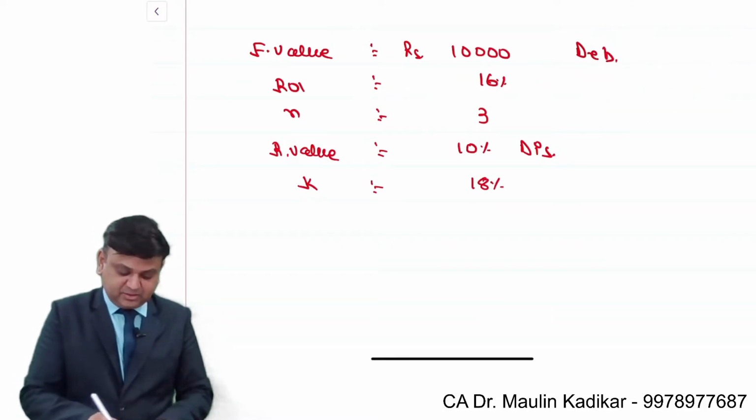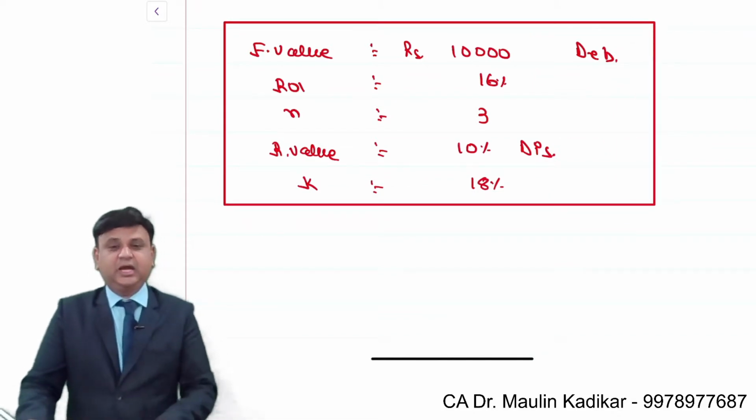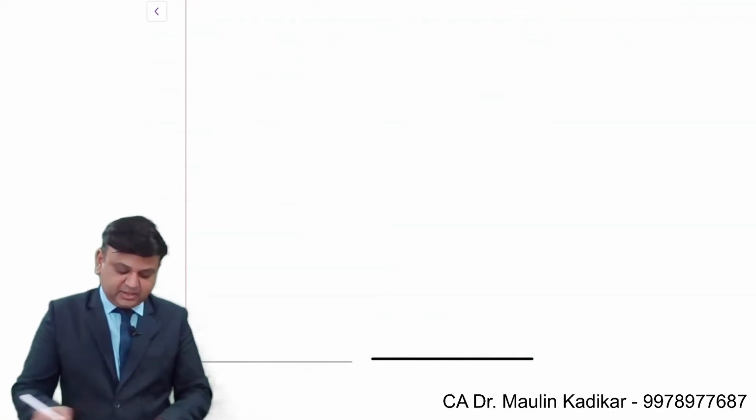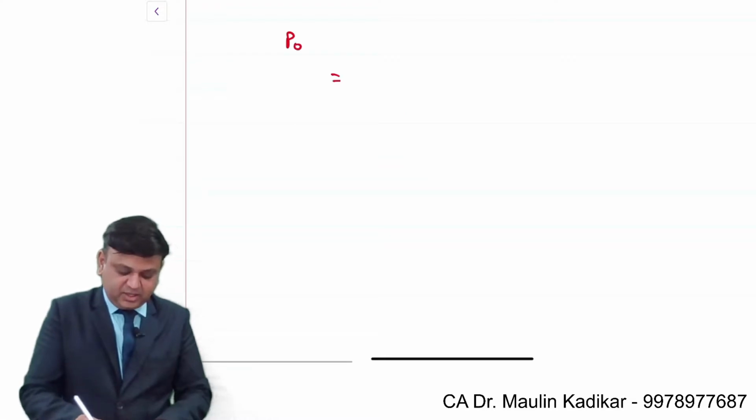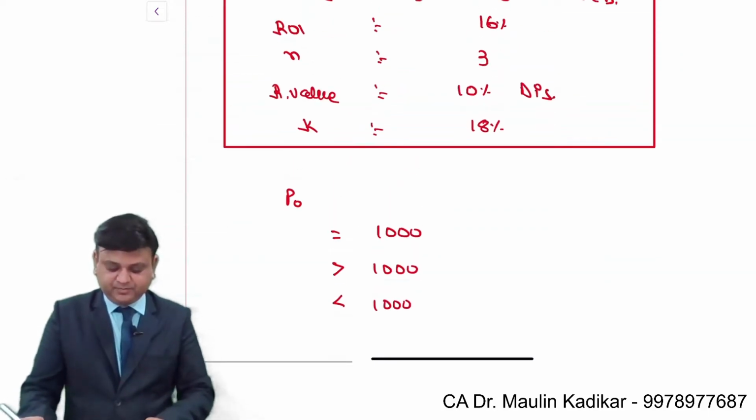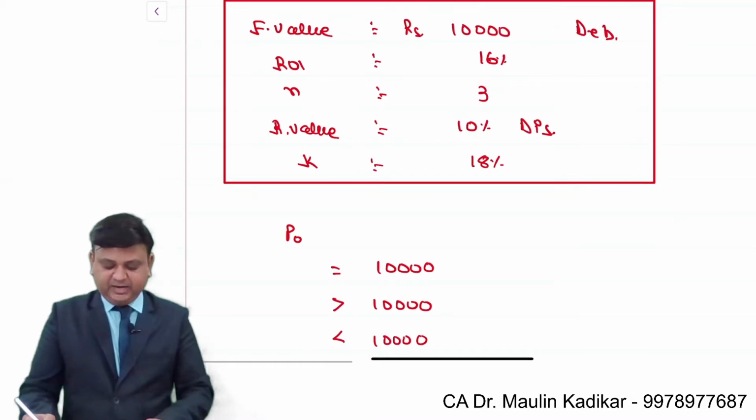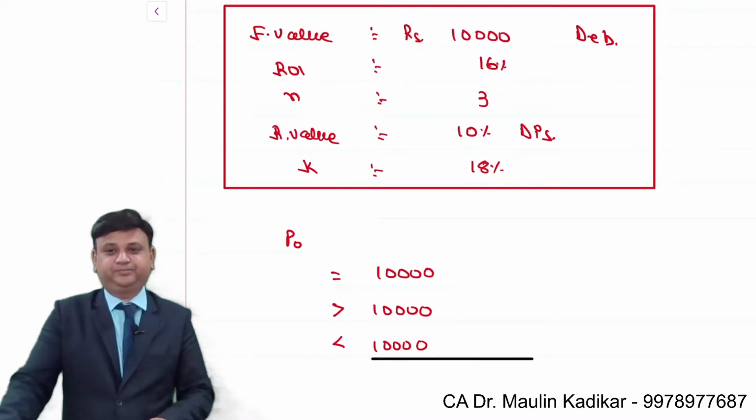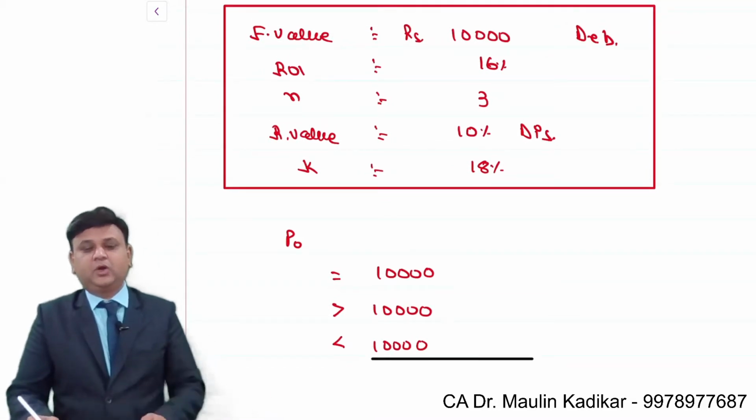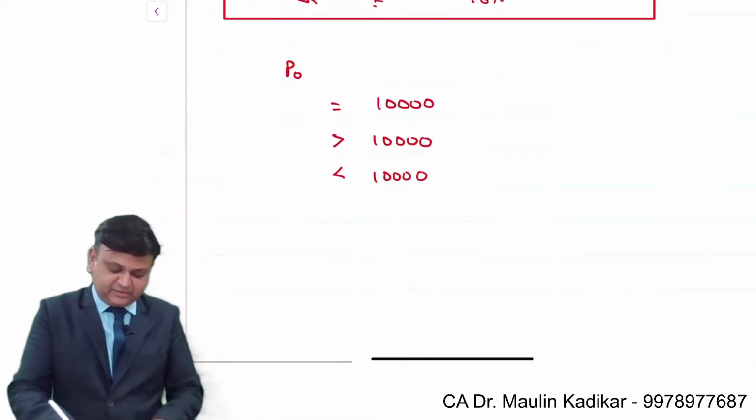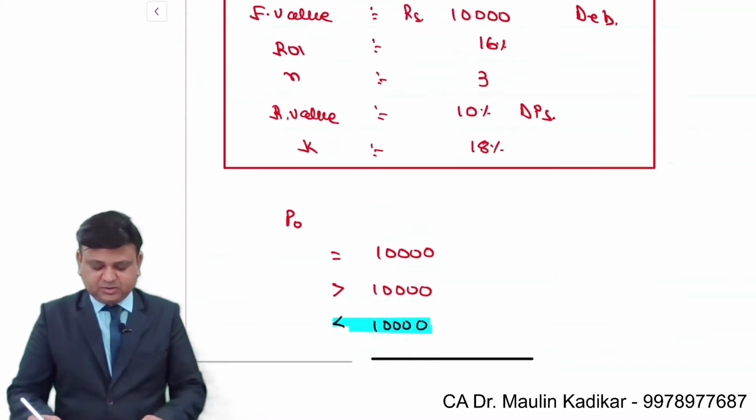With just this information, I want you to tell me whether the price of the security will be equal to 10,000, greater than 10,000, or less than 10,000. That is, equal to face value, less than face value, or greater than face value. All students have given the correct answer: the price of the security will be at a discount. It will be less than 10,000.